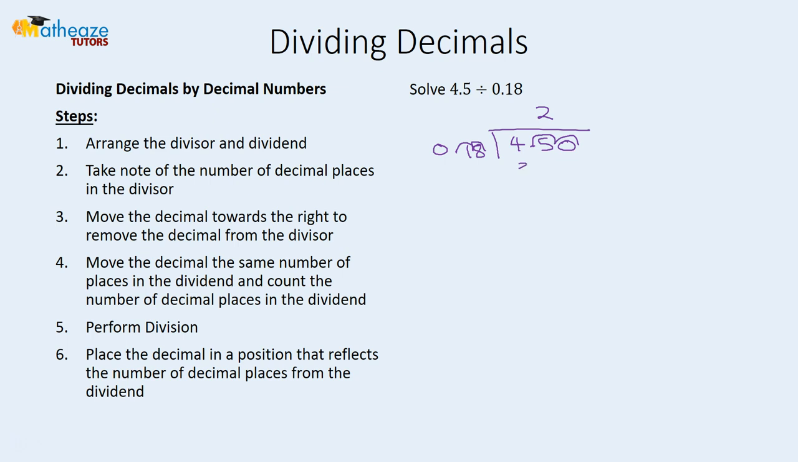2 times 18, 36. Subtract. So this is going to give us 9, and then we bring down a 0. 90 divided by 18, 5. 5 times 18, 90.